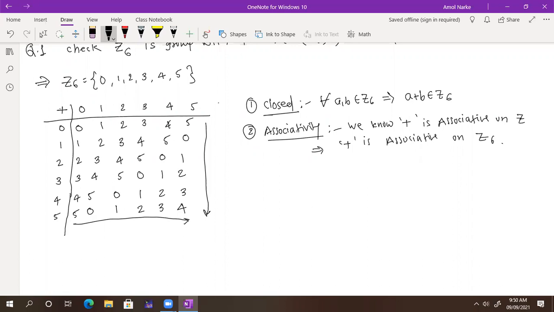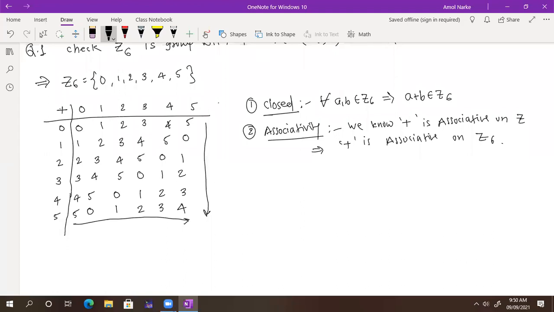Sir, can you explain closure again? I didn't understand that. It's very simple. Take any element. What is meant by closed? The condition: for all a, b belonging to Z6, a plus b belongs to Z6. These are all elements of Z6, correct? How many elements? Six elements. So those six elements belong.